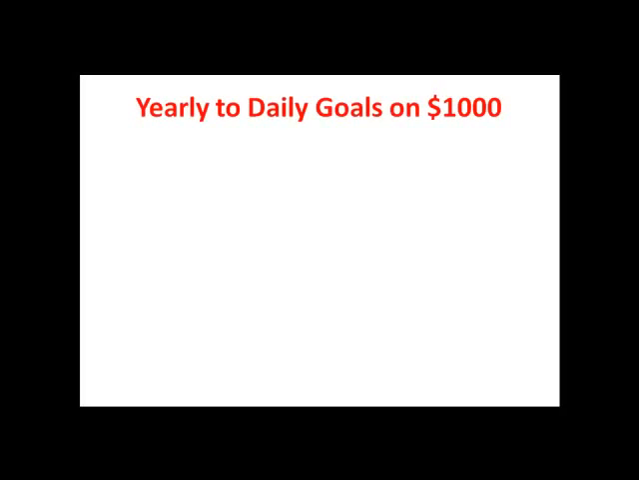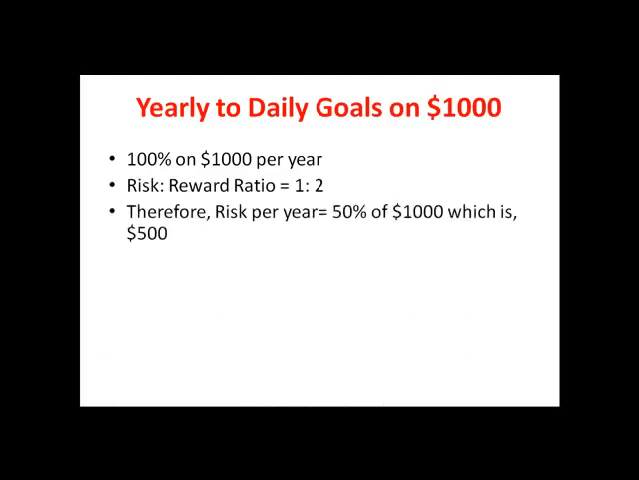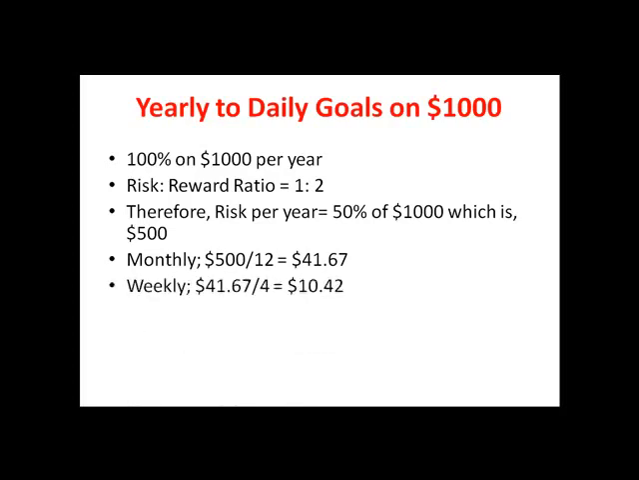Okay. Alright, now yearly to daily goals on $1,000. I can also say that it's easy to achieve 1,000% account growth on $1,000 per year. Alright, I'm not saying per month, I'm saying per year. That's 12 whole months. Now, risk reward is still 1 to 2, and then per year risk will be 50%, which is about $500, and then monthly will be 41.67. That's dividing 500 by 12. Weekly will be 10.42.